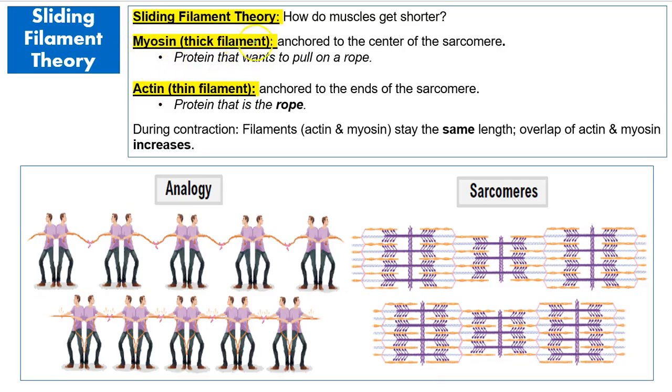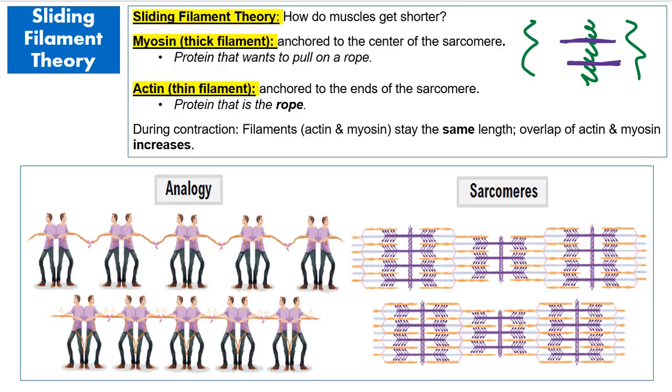And myosin is a thicker filament that's going to be anchored to the center of a sarcomere. So we had our little sarcomere here, and then we have the middle of the sarcomere. Well, the myosin is going to be anchored to the middle of that sarcomere. I'm trying to keep the same colors as we see in these areas here. And remember we said that muscles can only pull, never push? Well, the myosin is only going to want to pull. What is it going to want to pull on? It's going to want to pull on a rope, for example.